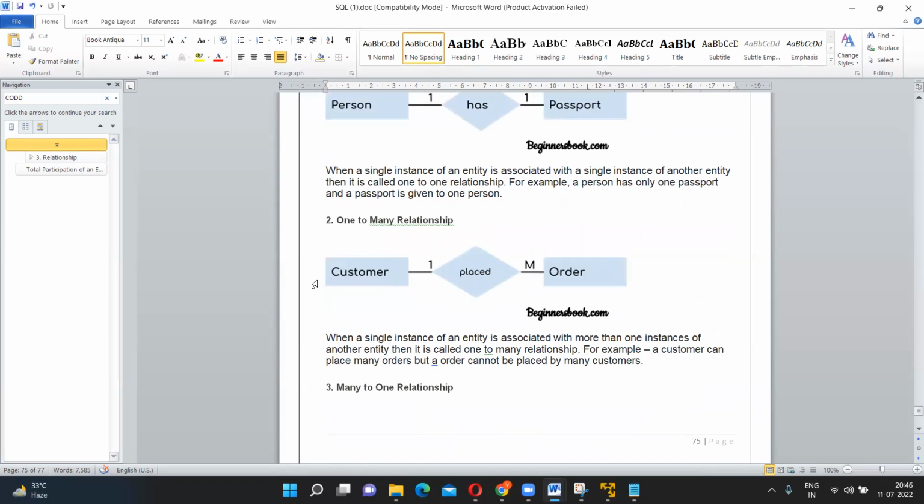One-to-many: a customer table can place what? Multiple orders. Okay. Fine, guys. So when a single instance of an entity is associated with more than one instance of another entity, then it is called a one-to-many relationship. For example, a customer can place many orders, but an order cannot be placed by many customers. Okay, guys. So in this customer table, he'll place multiple orders: order 1, order 2, order 3, order 4. So one customer has multiple relationships with this order table.